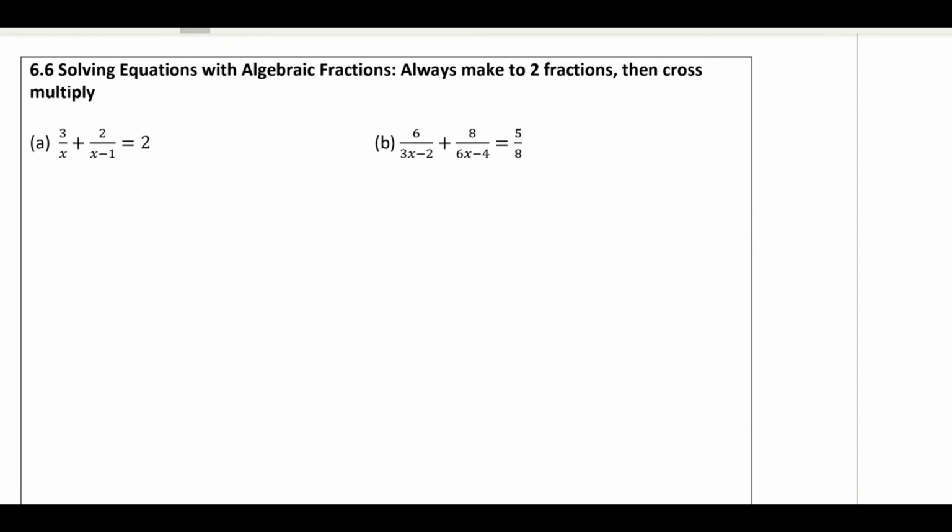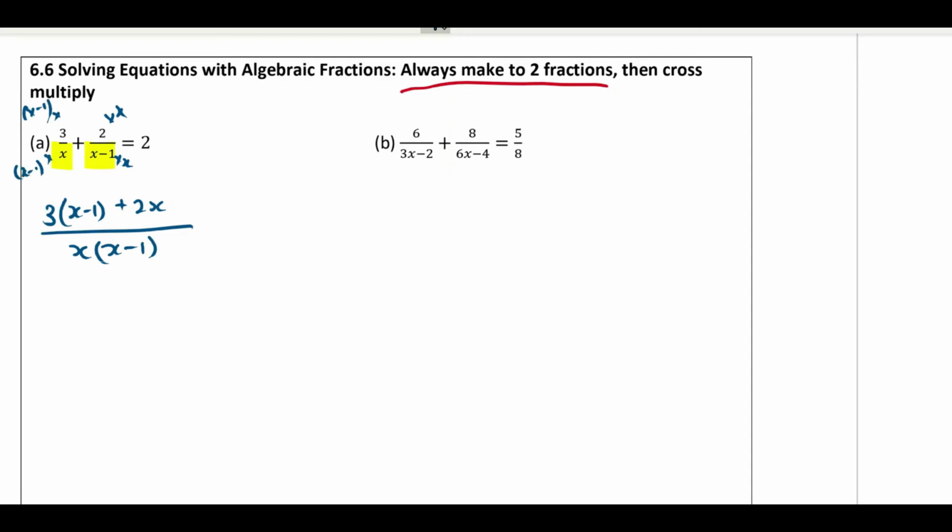Okay, next, when you come to solving equations with algebraic fractions, the important rule is always make it two fractions first. Then you can cross multiply. Okay? Any relation between x and x minus 1 for the denominator? No relationship. So 3 must times x minus 1 plus 2 must times x. Then you can form the common denominator, times x. So in time to come, you don't need to write all this if you practice enough and understand what to multiply.